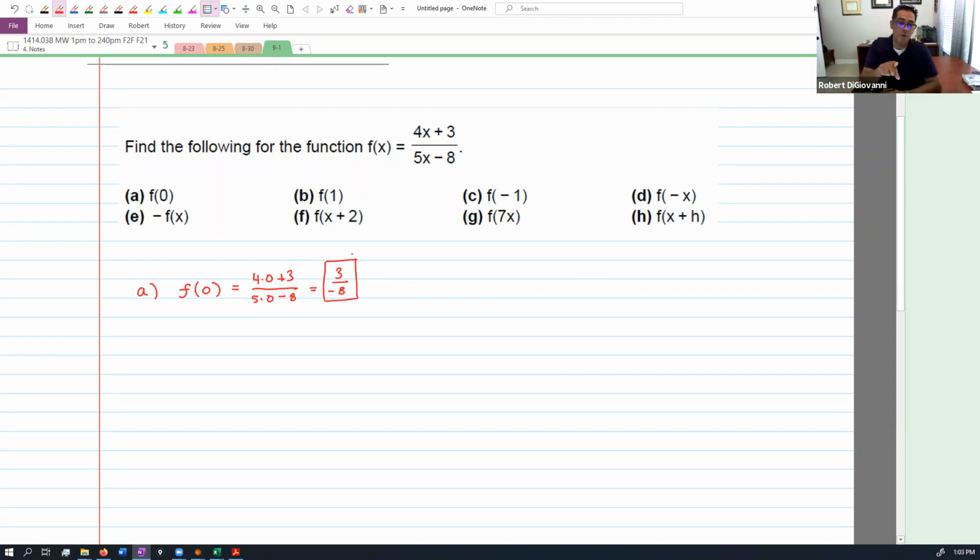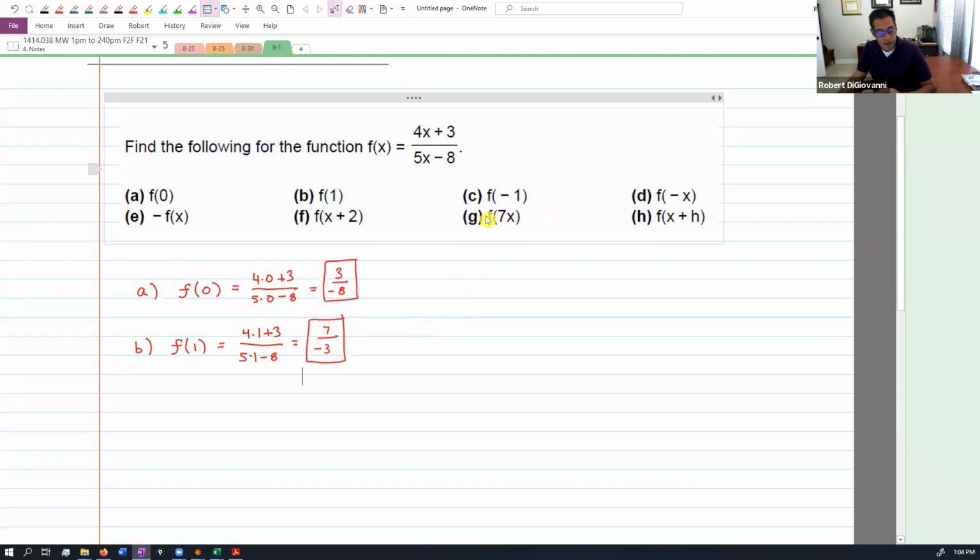So we plugged in a number and it spit out a number. Part B, we plug in 1. So we get 4 times 1 plus 3 over 5 times 1 plus 8, or sorry, minus 8. And just make sure we do the operations in the correct order. So do the multiplication first and then add the 3, so you should get 7. And 5 times 1 is 5, take away 8, you get -3. So that's what we get when we plug in 1.